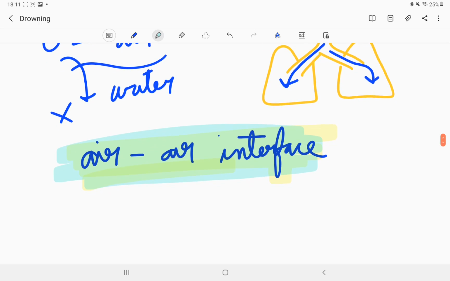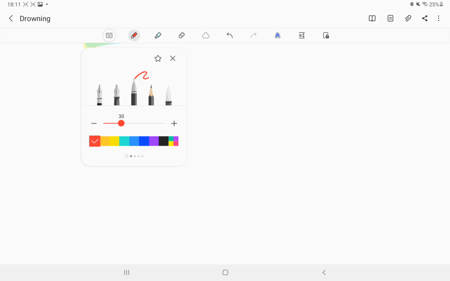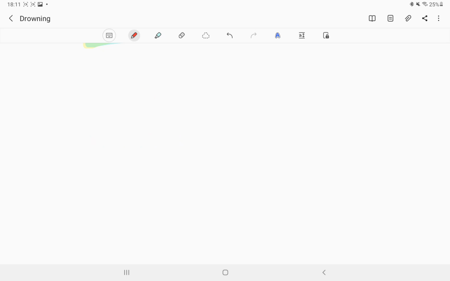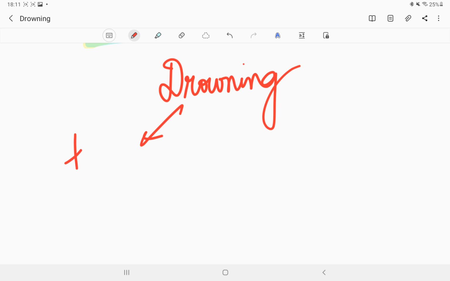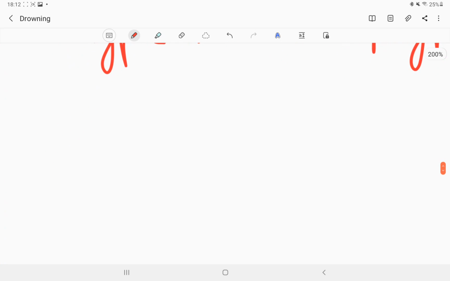In typical or wet drowning, we have further two types of drowning. Let us quickly revise the two kinds of drowning that we studied. Drowning is divided into typical and atypical, right? In atypical and typical there are further subtypes. So we'll start with typical drowning.